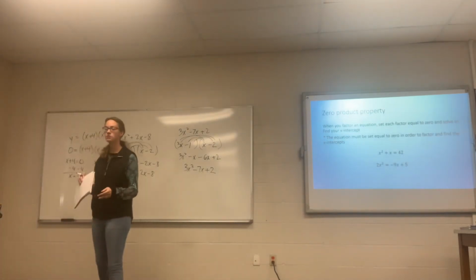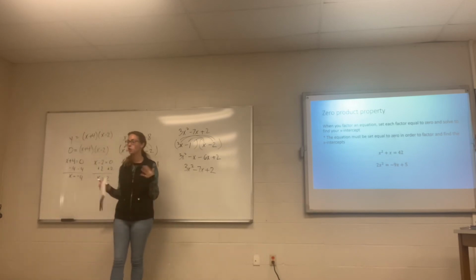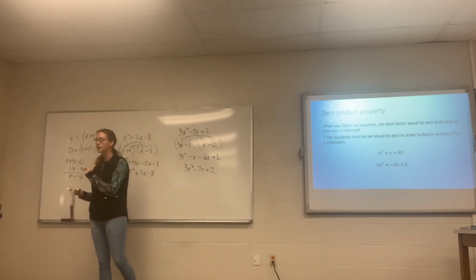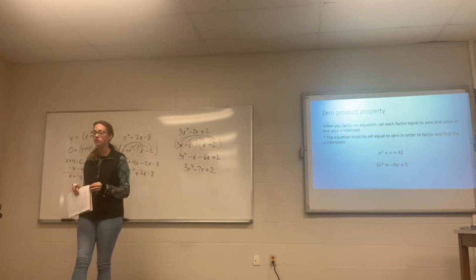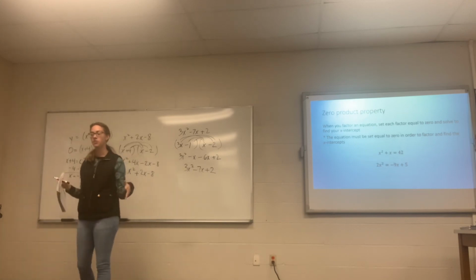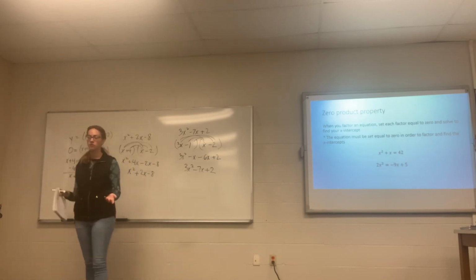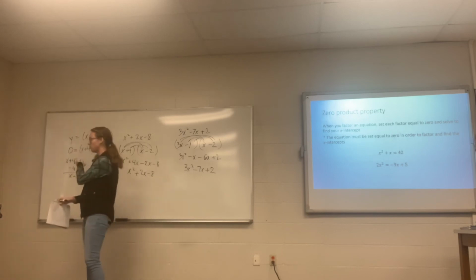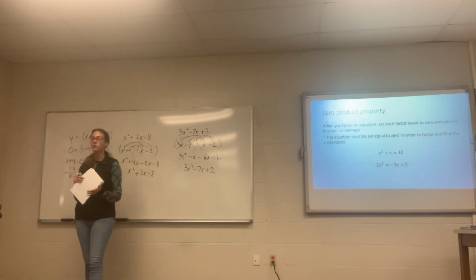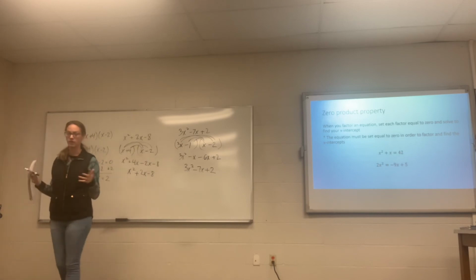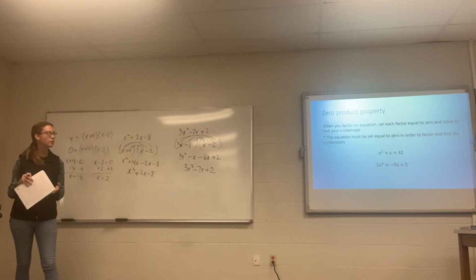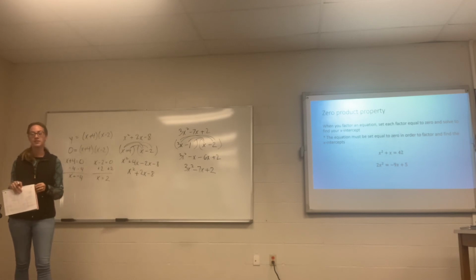Okay, so the next slide talks about the zero product property, which is exactly what we just did. It just says when you factor an equation, set each factor equal to 0 and solve to find your x-intercept. So that's exactly what we just did. The only thing is there's a little asterisk, a little side note for you. It says the equation must be set equal to 0 in order to factor and find the x-intercepts.